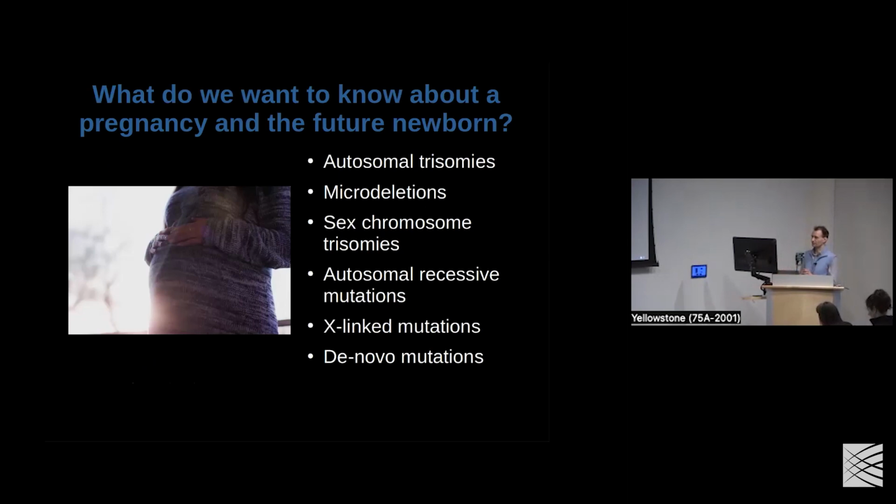If I think about clinical care for pregnancy, what kind of things do pregnant mothers and clinicians want to know about a pregnancy? There's a long list. These are the things I'm going to touch on today, which, to a first-order approximation, are the things that physicians care the most about: autosomal trisomies, microdeletions, sex chromosome trisomies, recessive mutations, and if we have time, we'll also touch a little bit on de novo mutations.